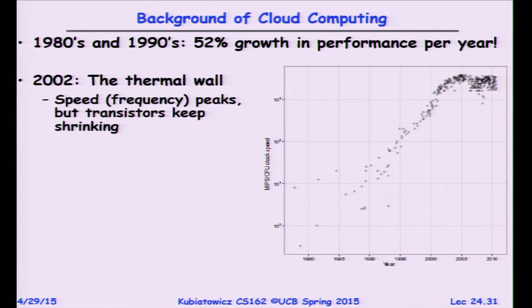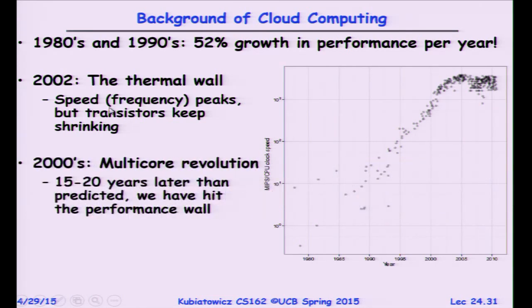Around 2002, all sorts of problems started happening. There was a thermal wall, things got too hot. There were capacitance issues, lots of things. So speed basically tapered off, and transistors kept shrinking. You could put lots of things on them, but you couldn't make them as fast. And so this 52% growth in performance just fell off. Things were not getting faster by much, but there were still lots more of them. And so that led to basically multi-core.